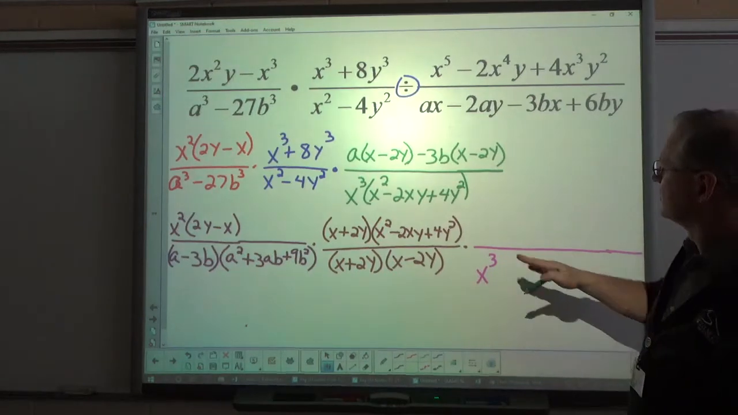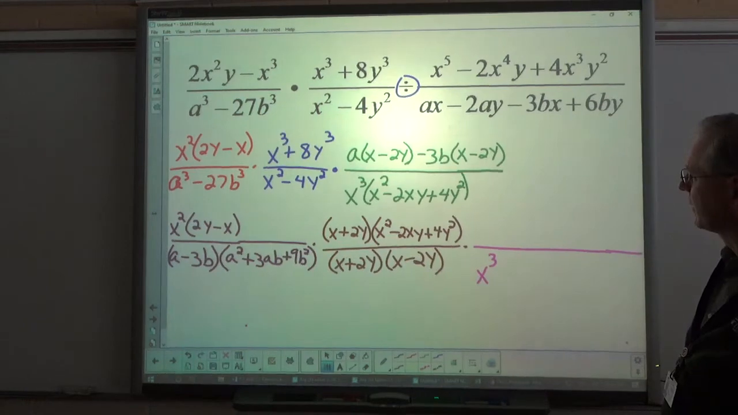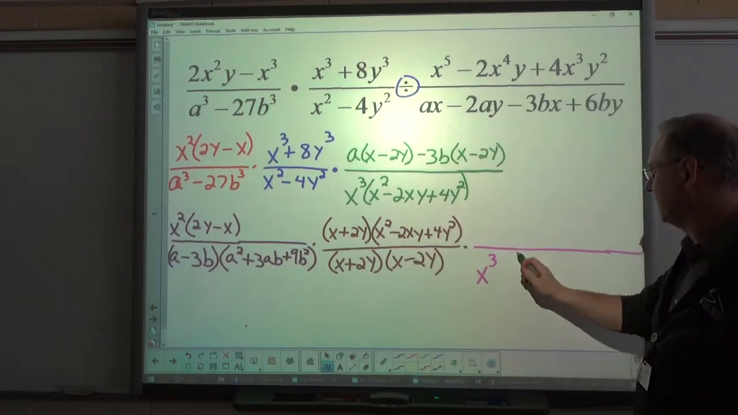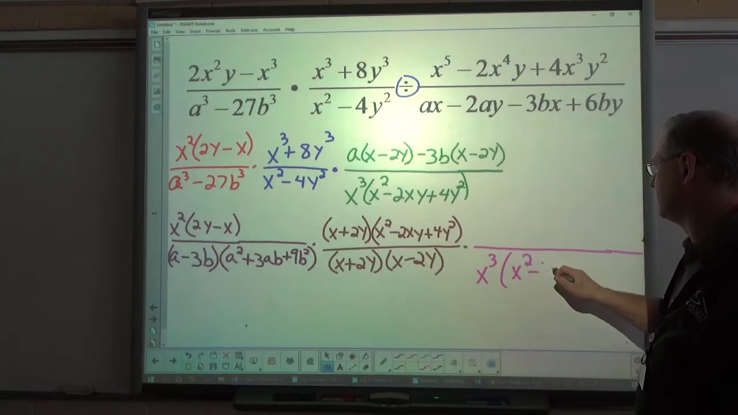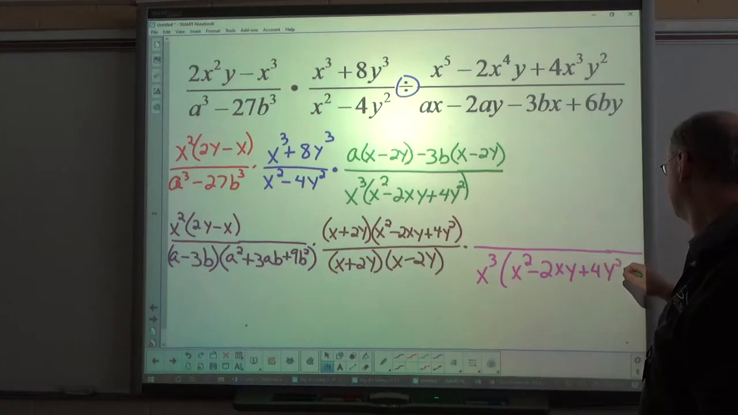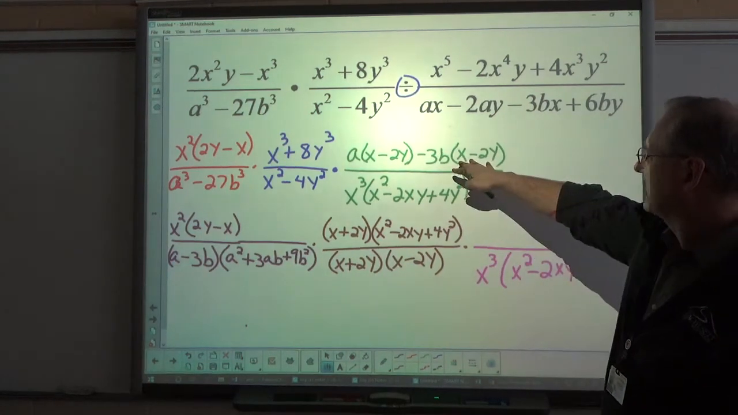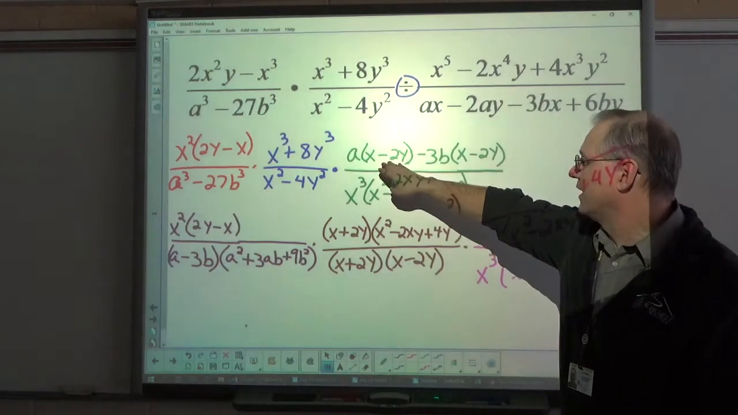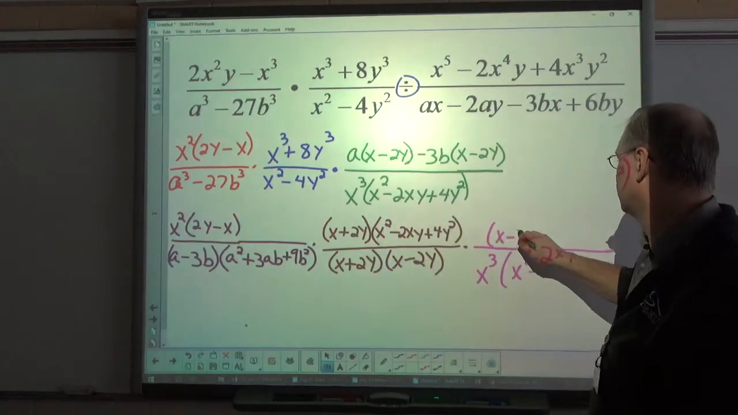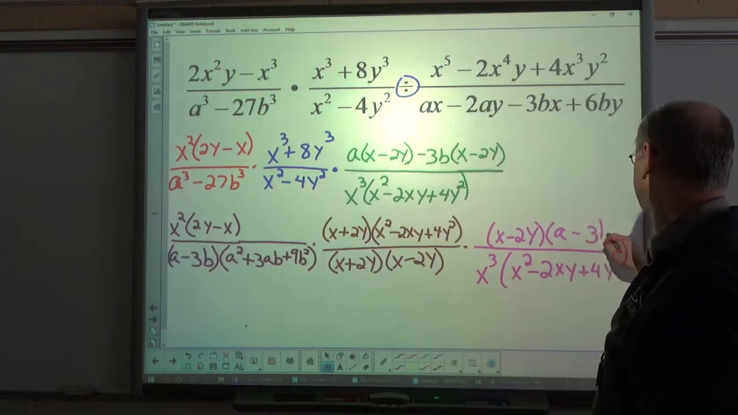All right. So now I'm working on the bottom. I don't think that factors. Multiplies to 4, differs by 2. I'm not going to come up with anything. So it's x squared minus 2xy plus 4y squared. I knew there was something wrong with it on top. Now I'm going to factor out the x minus 2y's. And that leaves me with a minus 3b.